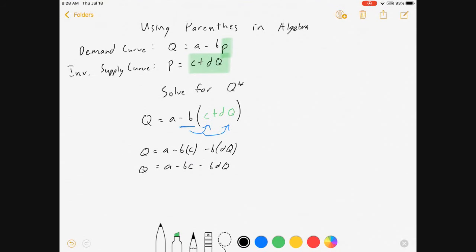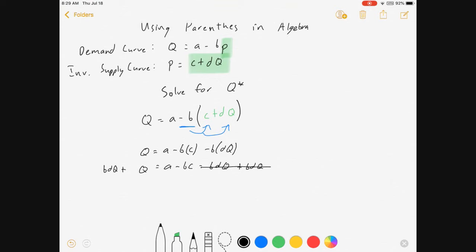Now let's solve for Q. I'm going to add BDQ to both sides. So I get BDQ plus Q equals all that stuff. And these terms cancel out. Okay, that's why we did it.